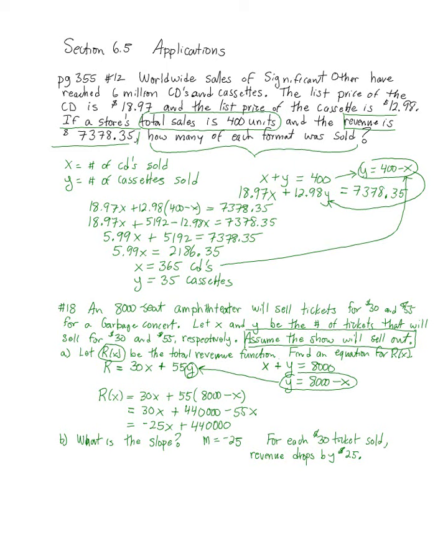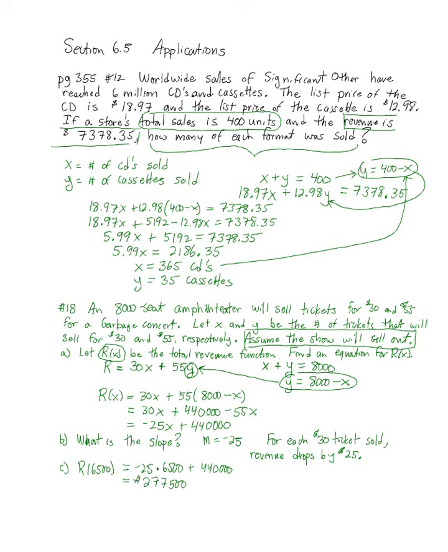All right, part C asks, evaluate R at 6,500. And what does it mean? Well, R at 6,500, and evaluating it's easy enough, minus 25 times 6,500 plus 440,000. I use my calculator, minus 25 times 6,500 plus 440,000. I get 277,500, and that would be dollars.